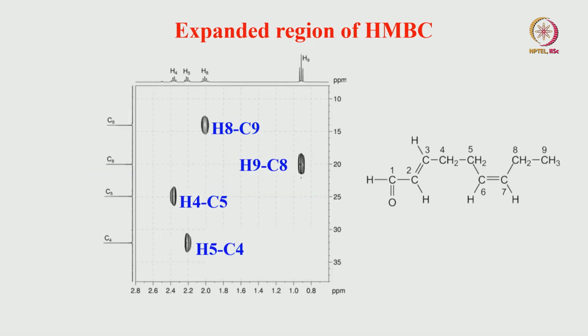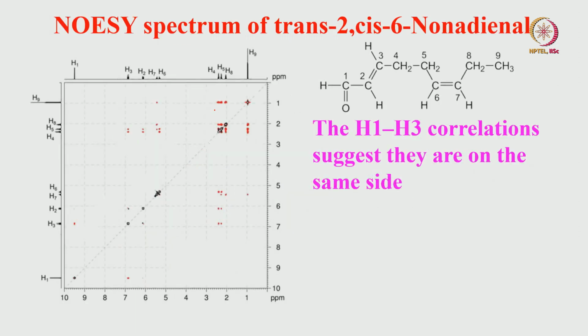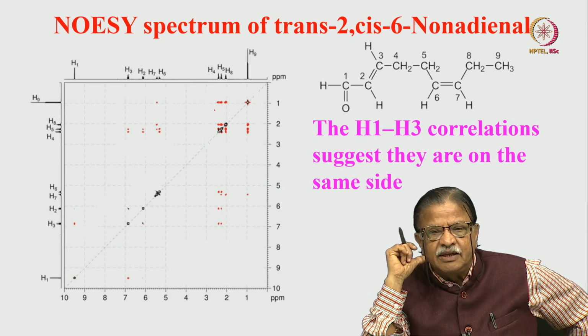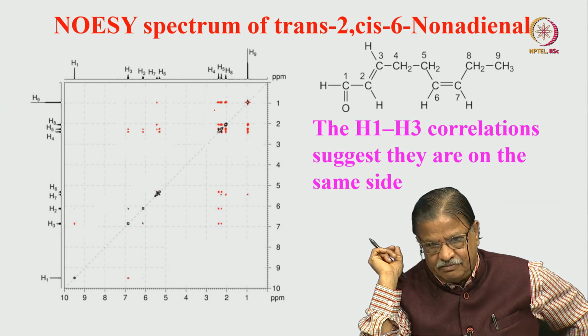We can go step by step, very easily. Of course, I have already told you how you can analyze the HMBC spectrum. I just wanted to show that using this HMBC and all this expanded region with all the correlations here, you can get the structure, the carbon skeleton of the molecule. More than that, now you have the proton assignment, carbon skeleton, carbon chemical shifts, everything. But finally, what is left is the conformation of the molecule.